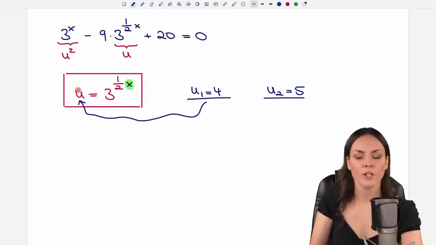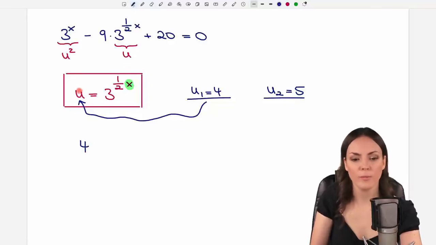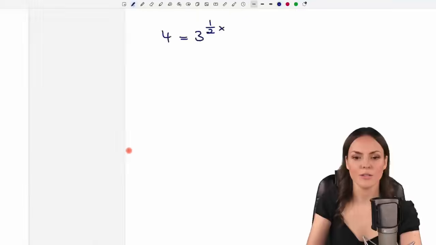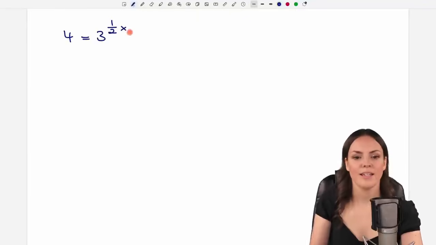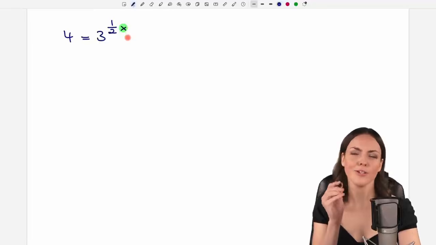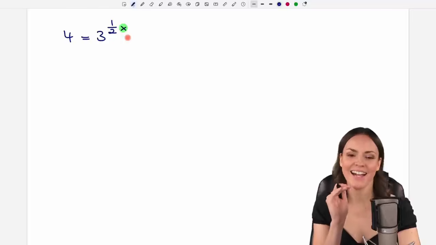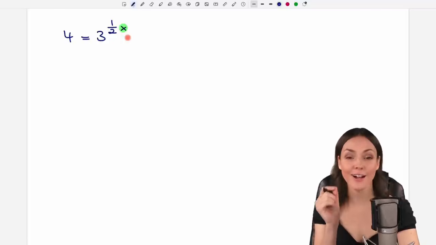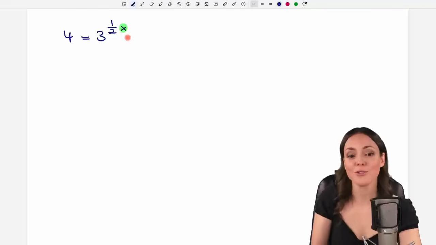But first, the 4. So I put the 4 in for my u, and here I have 3 to the power of 1 over 2x, and now we're going to solve this equation for x. Let's do this on this side here. We want to solve for x. We have x in the exponent of our equation, and at the very beginning of this video, a few minutes ago, I told you that we have to use the logarithm to be able to solve exponential equations.